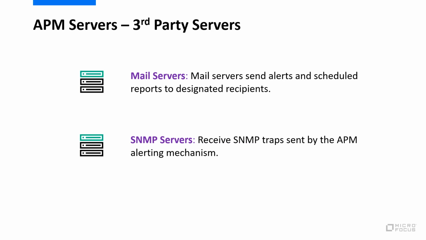Okay, these are the third-party servers we will use along with APM servers. We have to use a mail server. It's not like integration, but we have to use any mail server to send alerts as an email. That should be accessible from APM, and SNMP servers to receive SNMP traps. So these two kinds of third-party servers we should have along with APM to get the alerts.